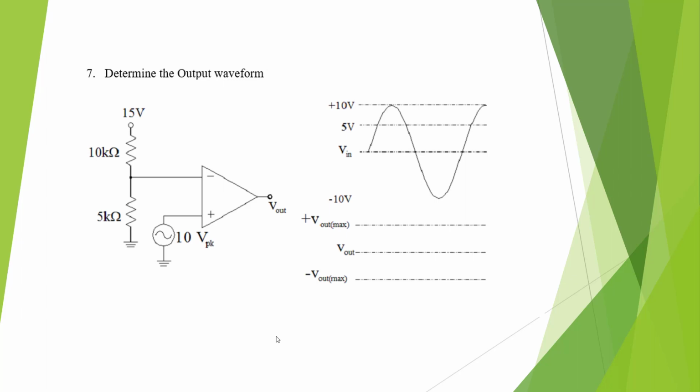Here's the last problem we have, in another comparator, and we have a sine wave, 10 volts peak, and we have another voltage divider. 15 volts, 10 plus 5, 15, so we're going to have 5 volts here. So at the 5 volts, we're going to make a transition. We need to figure out what that transition is. So if this one is higher than the 5 volts, it's going to the positive rail. When this swings lower than 5, it's going to go to the negative rail.